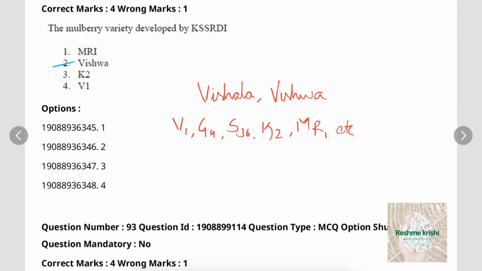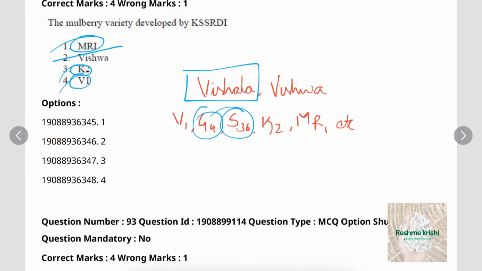The mulberry variety developed by KSSRDI is Vishwa. So we can see MR1, CSRTI K2, CSRTI V1, CSRTI G4, CSRTI S36 are also CSRTI. Another potential question is KSSRDI's Vishala. Vishala is also known as a Czech variety. I think it's a triploid variety, very much popularized in the southern zone after V1, and it is also used as a Czech variety during breeding.